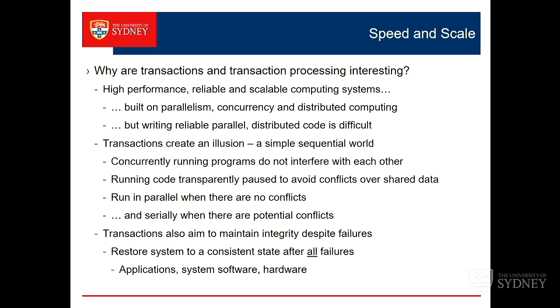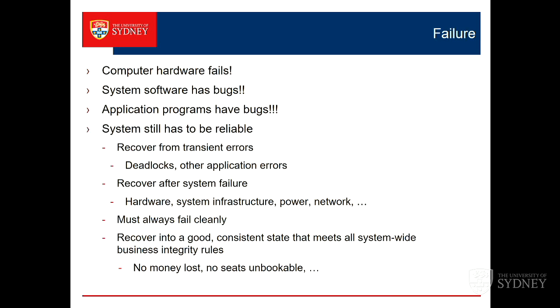And going back to the consistency, we also want to maintain the consistency, the integrity of our system despite failures, and that includes all types of failures. Hardware failures, system software failures, application program failures. I know that the code that you people write never has bugs in it, never when it goes into production at least, but some people write code with bugs in it. So we want to be able to have a reliable system despite all those issues.